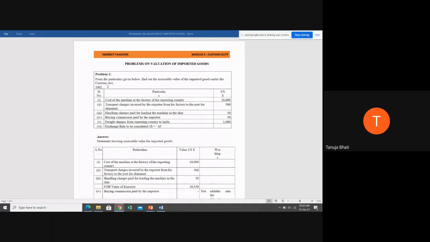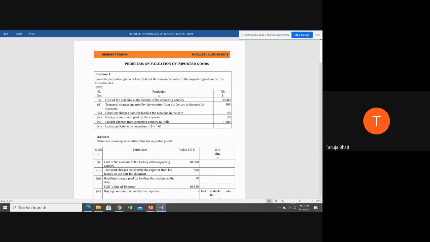Okay, problem number one. Let us begin solving problem number one. From the particulars given below, find out the assessable value of imported goods under the Customs Act 1962. Here they are only asking for the assessable value. Now, based on the information they are giving, let us see how to calculate the assessable value.